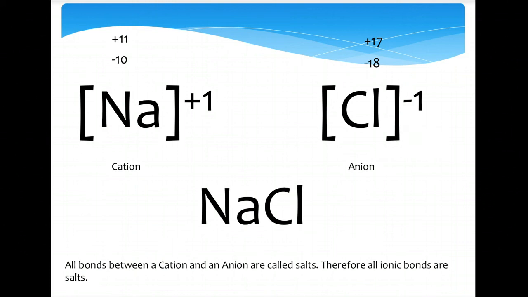Okay, and what do we know about positive and negative charges? They're highly attractive. So this sodium with the positive 1 charge is highly attracted to this chlorine with a negative charge, and so they bond together to form what we call a salt. So all bonds between cations and anions are called salts, and therefore all ionic bonds are salts. Now we may recognize this salt, NaCl, sodium chloride. This is common table salt.